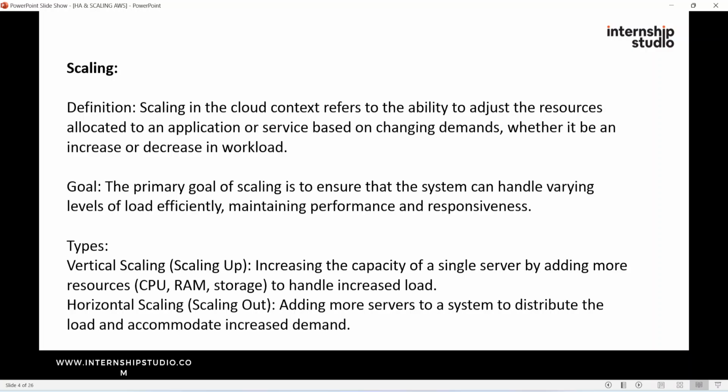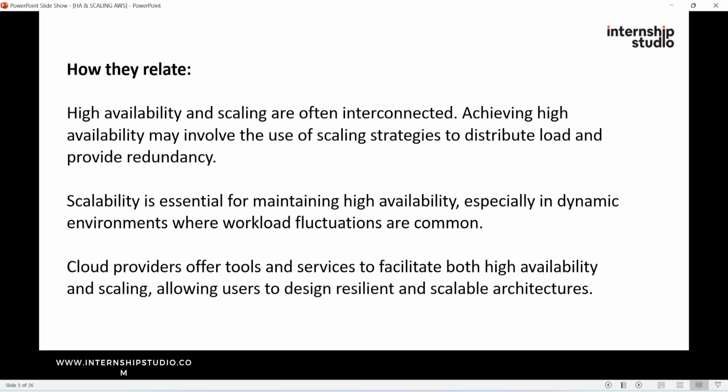Also, there is automation here as well. Think of a restaurant with automated kitchen equipment that adjusts cooking times and temperatures based on the order load. In the cloud, automation tools help streamline scaling processes. Auto scaling features can automatically add or remove resources based on predefined rules, ensuring optimal performance and cost efficiency as well.